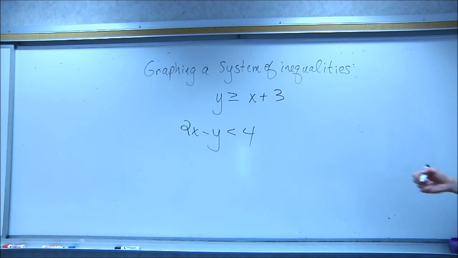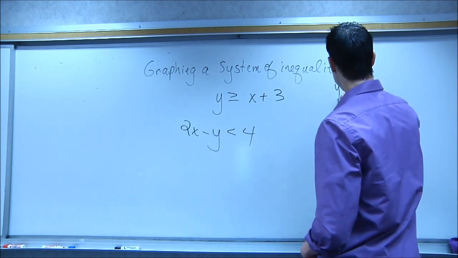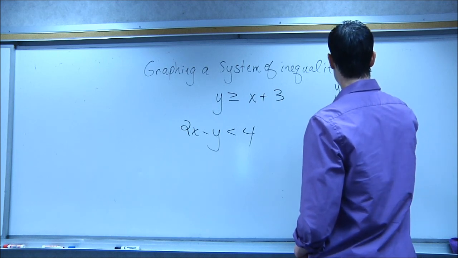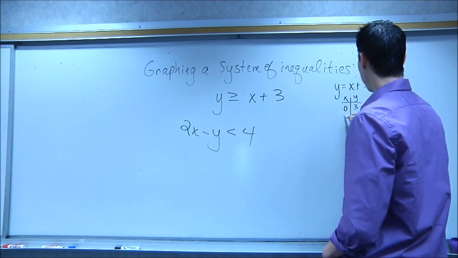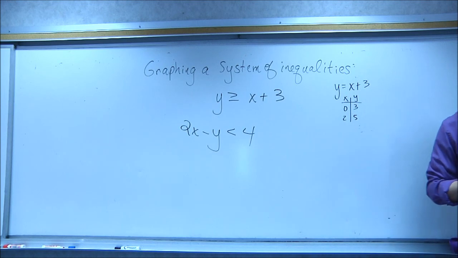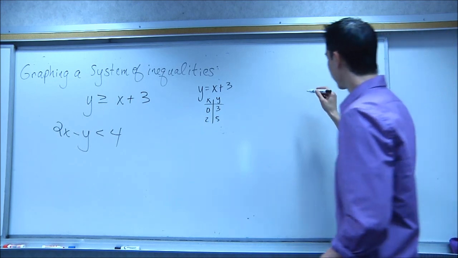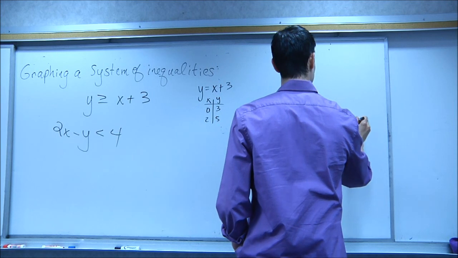All right, well, let's just do one at a time. Y is greater than or equal to x plus 3. So I pretend it's y equals x plus 3, and I'm going to graph that line. So if I do a table of values, 0, 3 is 1 point, and 2, 5 is another point, okay? So go ahead and graph that first line. It's a solid line because it's greater than or equal to. But don't do the shading yet, just graph it.